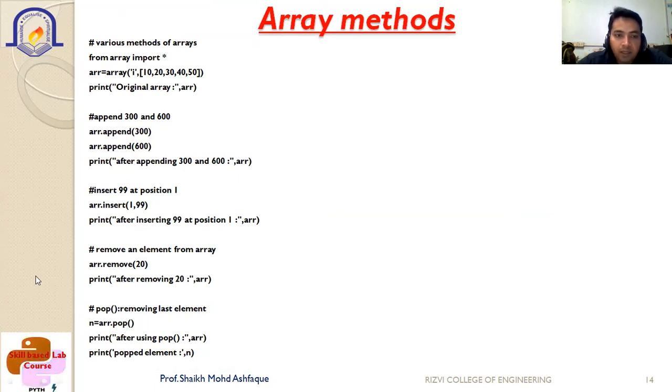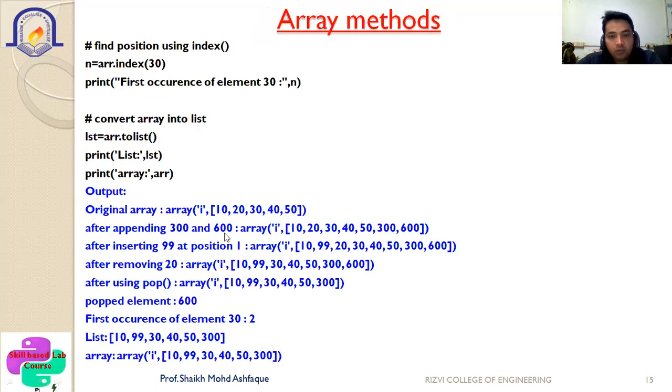You want to append 300 and 600 into the array which has been defined as ARR. So basically we are writing here ARR.append, and after that inside these brackets we are writing the data. So we are appending the data 300 and 600. Whenever you print it after appending, you will get that data. As you can see here, the first one is the original array printed, and after appending 300 and 600, 300 and 600 will be added at the end.